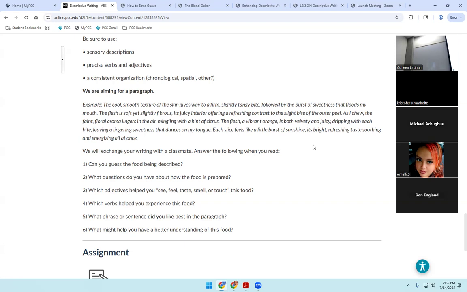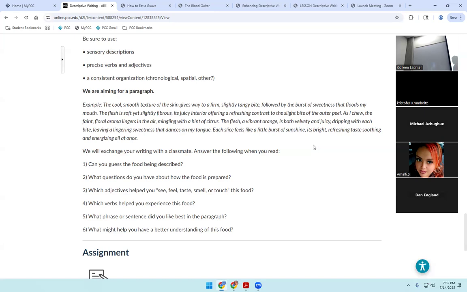So they're going to give you some feedback after you've written it. And then for our assignment today, you are going to rewrite the same paragraph based on the feedback you get. If anyone has any clarifications that they need, you'll incorporate that into your paragraph. Okay. Any questions before we get going?